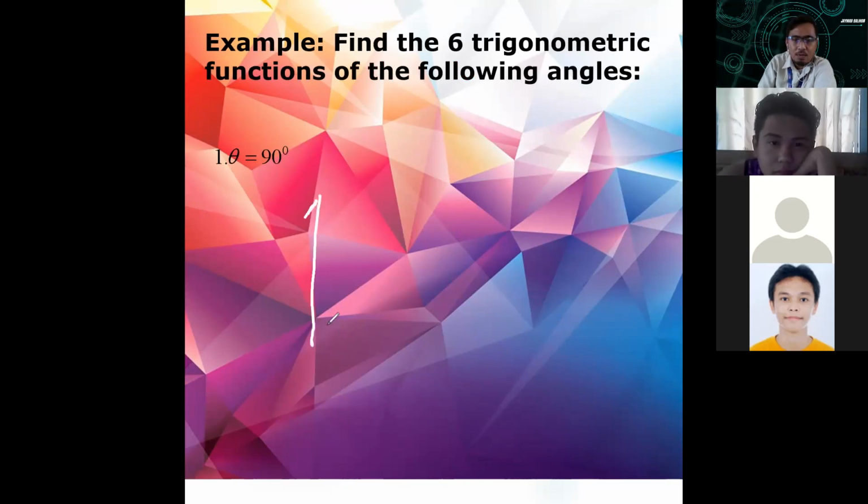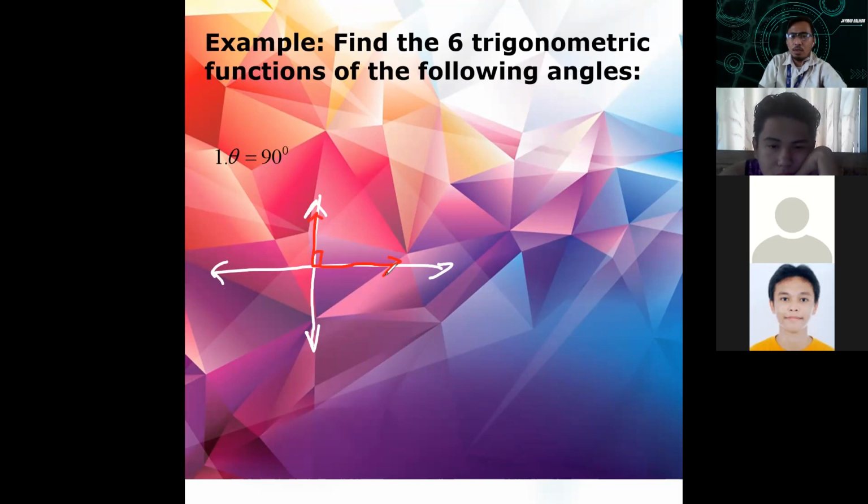If we will draw it, our initial ray so that it will be standard position. Where? It is on the positive x-axis. It must be in standard position. This is your initial ray. Our 90, it must be somewhere here. The terminal ray must be somewhere here. That is 90 degrees. Right?